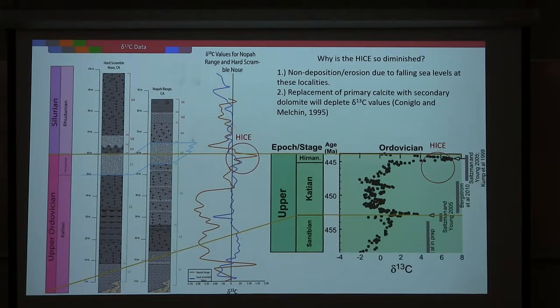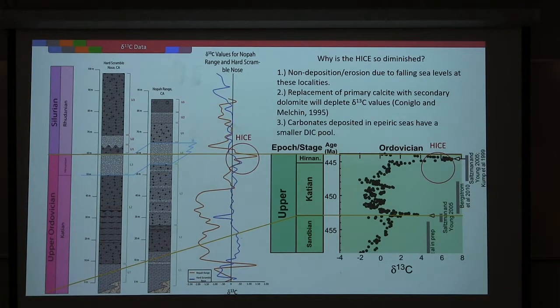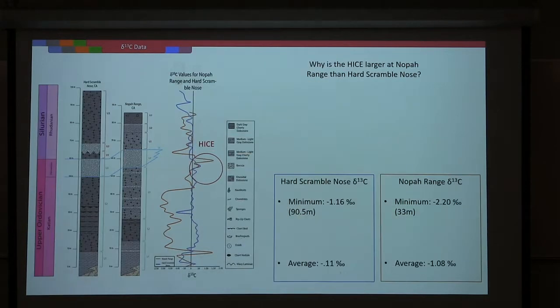Secondly, the replacement of primary calcite with secondary dolomite has been shown to greatly reduce delta C13 values. And thirdly, carbonates deposited in epeiric seas have been shown to have greater delta C13 values, like that seen in Saltzman and Young and Kump et al. in 1999, because they have an overall smaller dissolved inorganic carbon pool. So any carbon introduced to the system there will have a much greater effect.